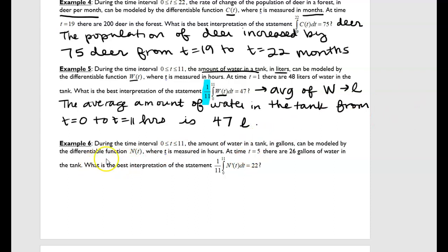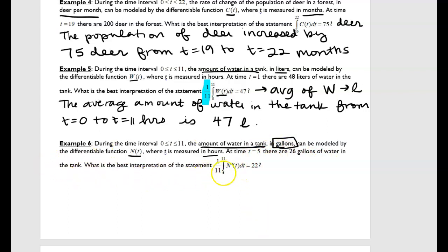In example 6, we have a very similar problem. We're looking at a function n of t, and that's the amount of water in the tank. I'm going to underline that. Pay attention always, is it an amount or a rate? And t is measured in hours. Notice our units here are gallons. We got to pay attention to that. At time t equals 5, there's 26 gallons of water in the tank.